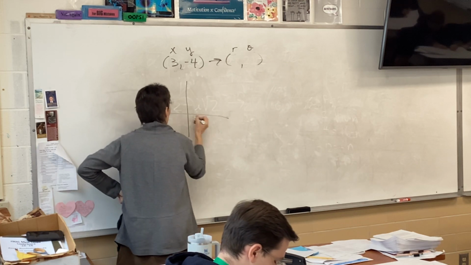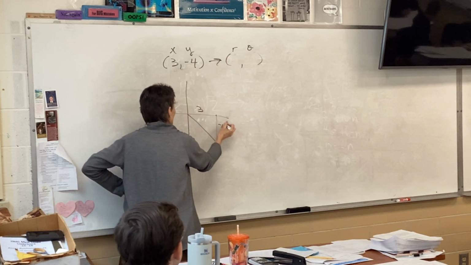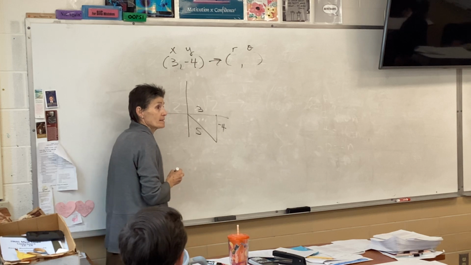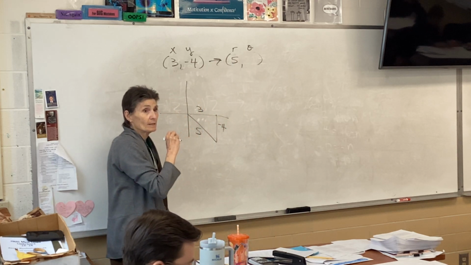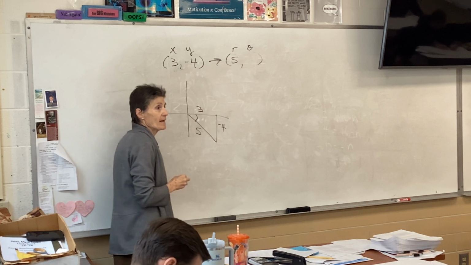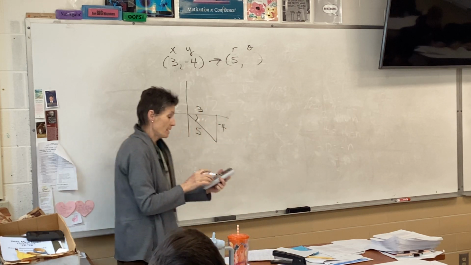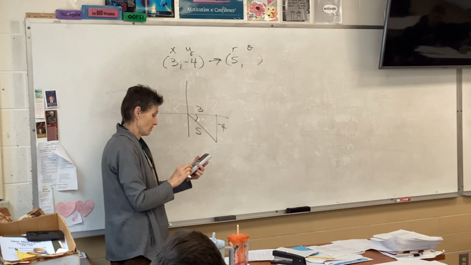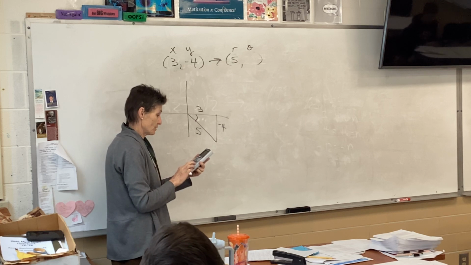So I'm going to take a look at where I'm at. Over 3, down 4, so my radius is 5. Don't need a calculator for that, right? But I have no idea what this angle is. So I'm going to get my calculator out. And what am I going to press to find that angle? Second tangent, 4/3.